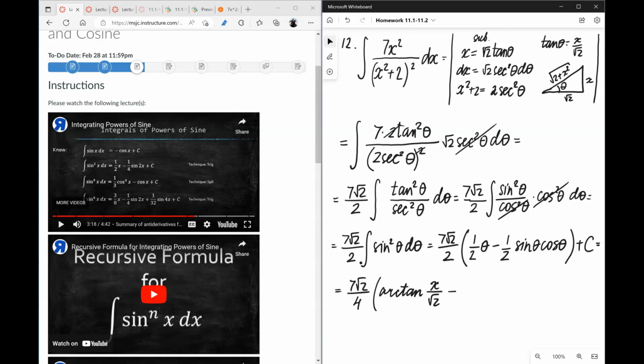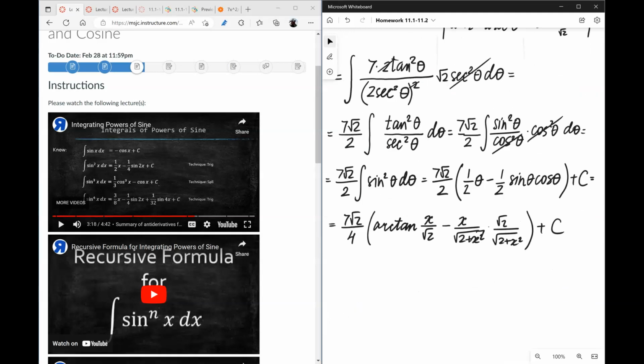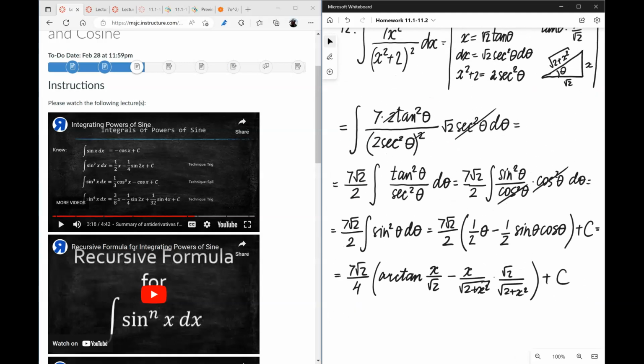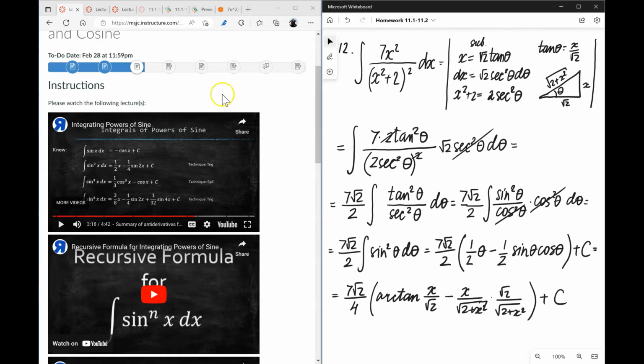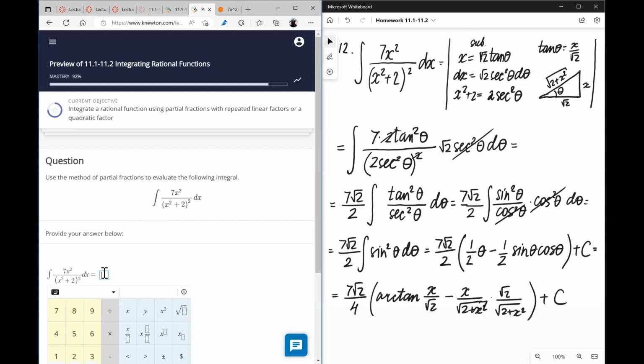and instead of sine theta we're going to write x over square root of 2 plus x squared. And instead of cosine theta, we're going to write square root of 2 over square root of 2 plus x squared plus c. And this definitely looks much better than what we came up with in the previous problem. And this doesn't require the knowledge of partial fraction decomposition.